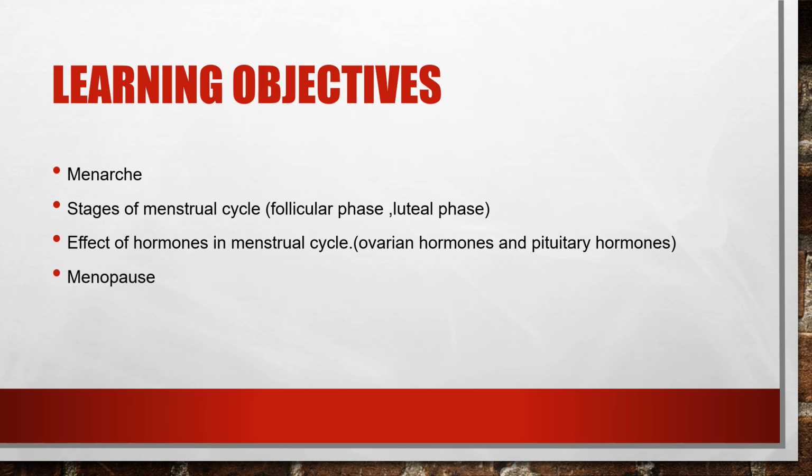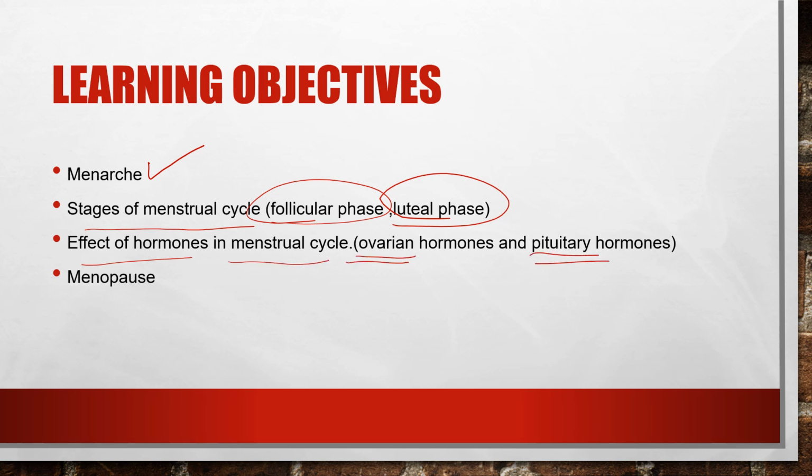So what are the things we are going to study? We are going to study menarche. We are going to study the stages of the menstrual cycle, that is the follicular phase and the luteal phase. We will be studying the effect of hormones in the menstrual cycle, both the ovarian hormones as well as the pituitary hormones, and we will study menopause. We should know all these things in detail, and I'll be discussing it throughout the video.